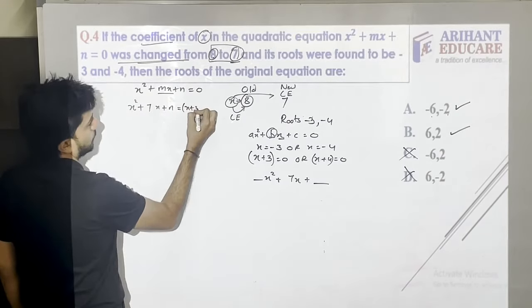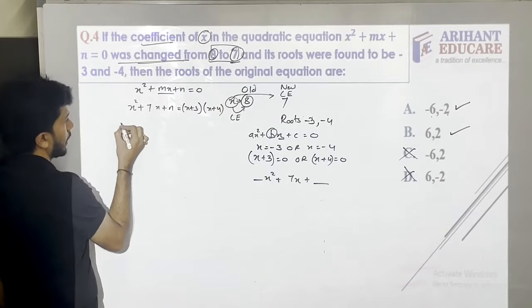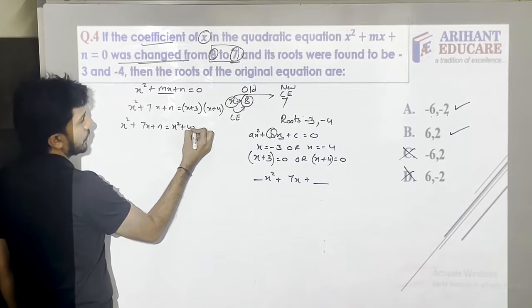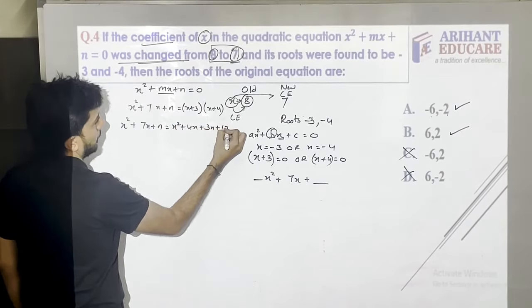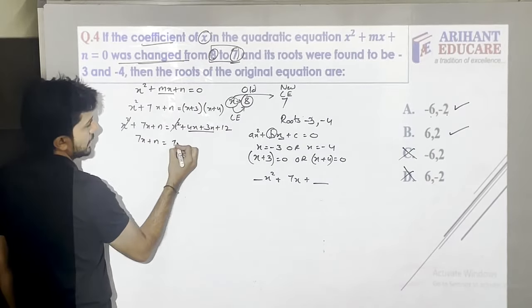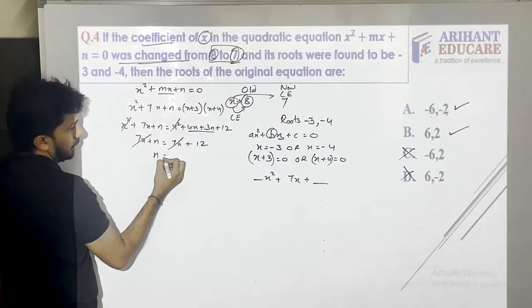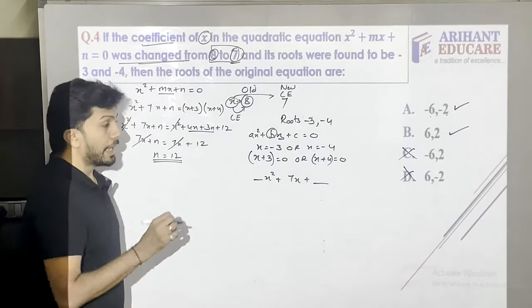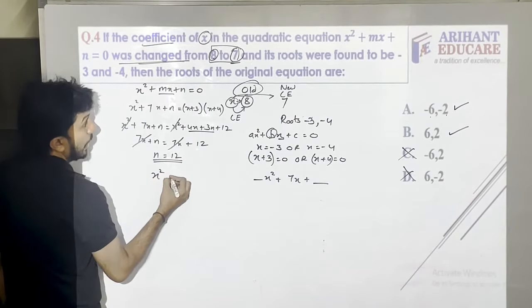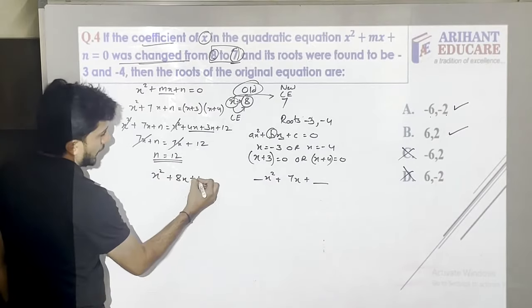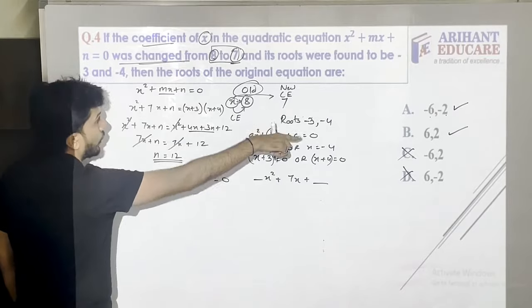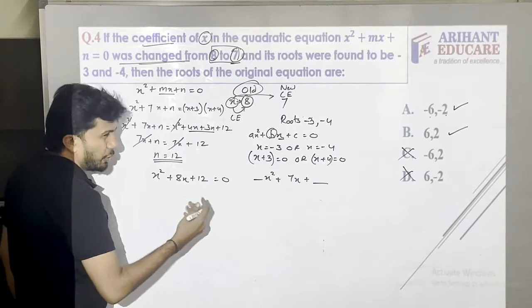And now I have x plus 3 times x plus 4, which is x square plus 4x plus 3x plus 12. The x square got rid of. 7x plus n is 7x plus 12. So n is 12. Now let's frame the old equation: x square plus 8x plus 12 is 0. Which option do you think would be the correct one? Can you guess it?